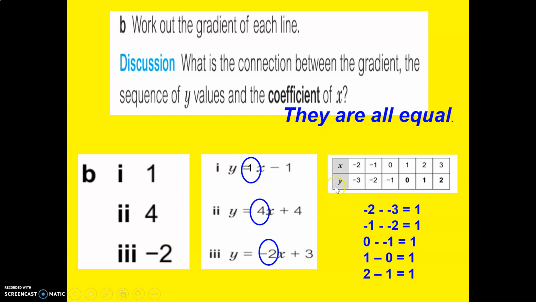Let's have the sequence of y values. -2 minus -3 is 1. -1 minus -2 is 1. 0 minus -1 is 1. 1 minus 0 is 1. And 2 minus 1 is 1. So the connection between the gradient, the sequence of y values, and the coefficient of x is that they are all equal.